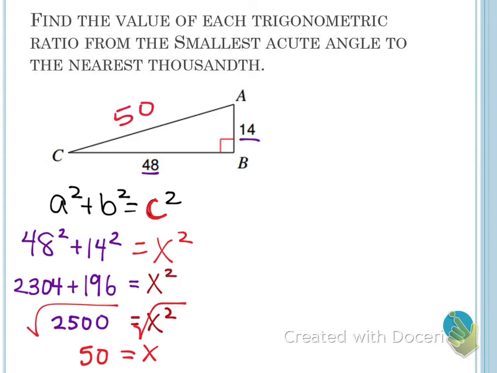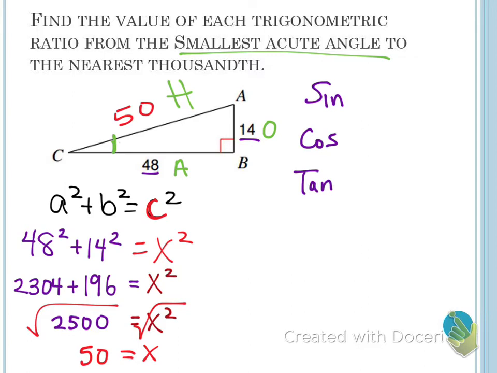We are going to find all of the trig ratios from the smallest acute angle. How do I figure out which is the smallest acute angle? Opposite of the smallest side. So opposite of 14. So C, which means 14 is my opposite, 50 is my hypotenuse, and 48 is my adjacent. So we're going to do sine, cosine, and tangent from angle C. You absolutely have to write what angle you're finding them from, or you are wrong.